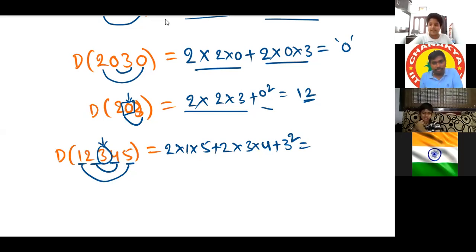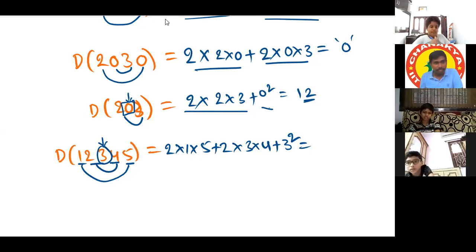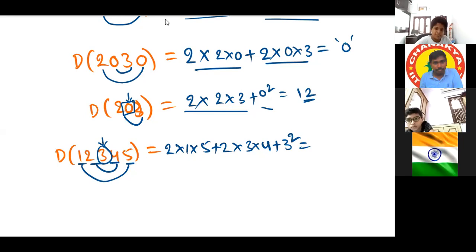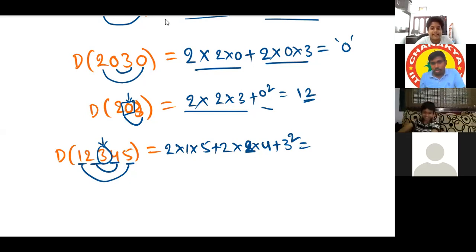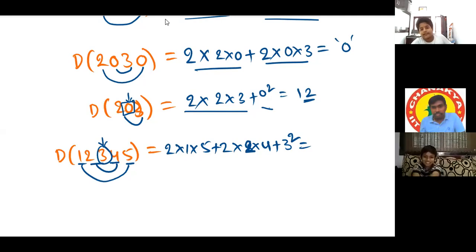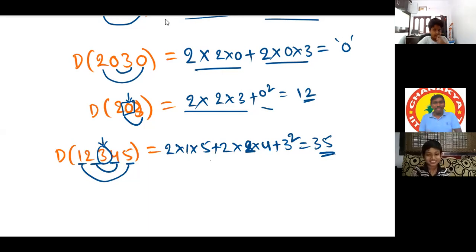Yes, we understand. It is 2 into 2 into 4, right, sir? Yes, exactly. 2 into 1 into 5, then 2 into 2 into 4, then 3 square. 16 plus 9 is 25, plus 10 is 35. Sir, it just looks like you're just doing some random numbers. Yeah, random numbers only we are doing.